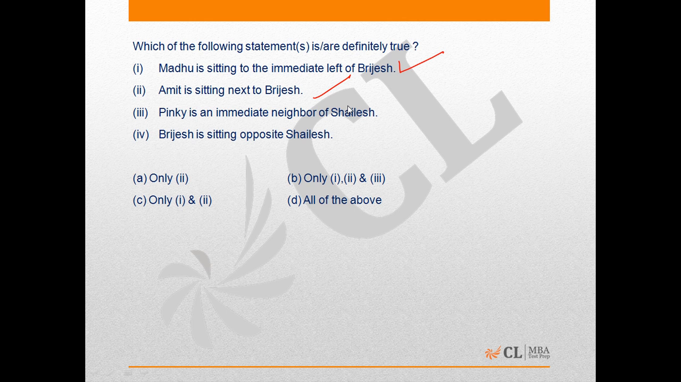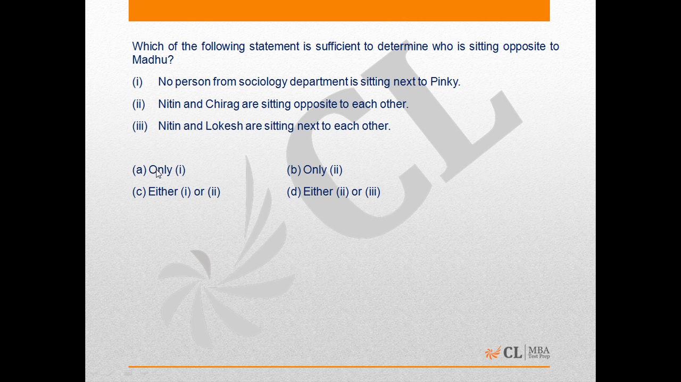Brijesh is sitting opposite to Sailesh, which is given in the 4th statement, which is again not definitely true because it is not required always. Hence only the first two statements are definitely true. Therefore option C is the correct answer. In the next question, it is asking which of the following statements is sufficient to determine the position of the person who is sitting opposite to Madhu.